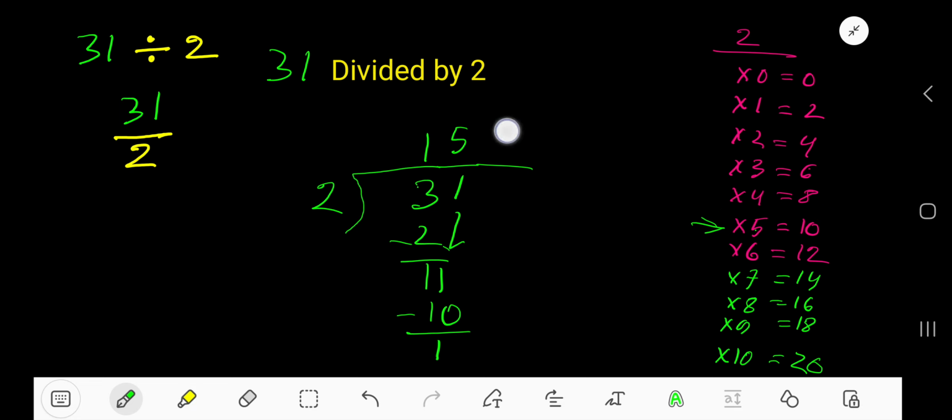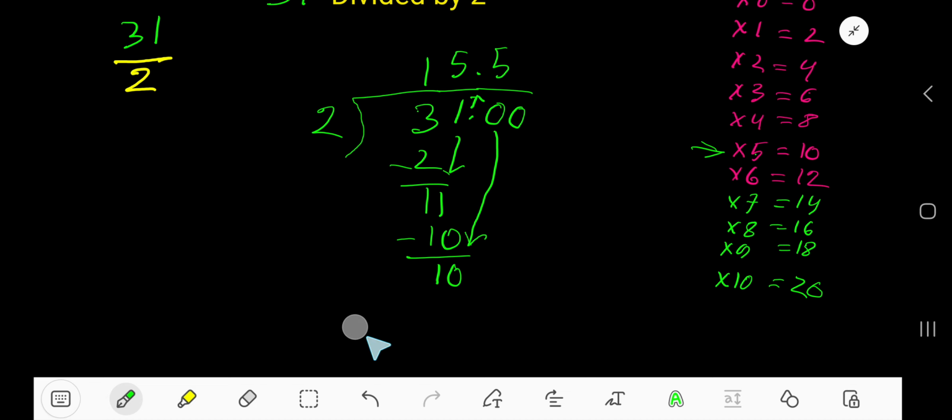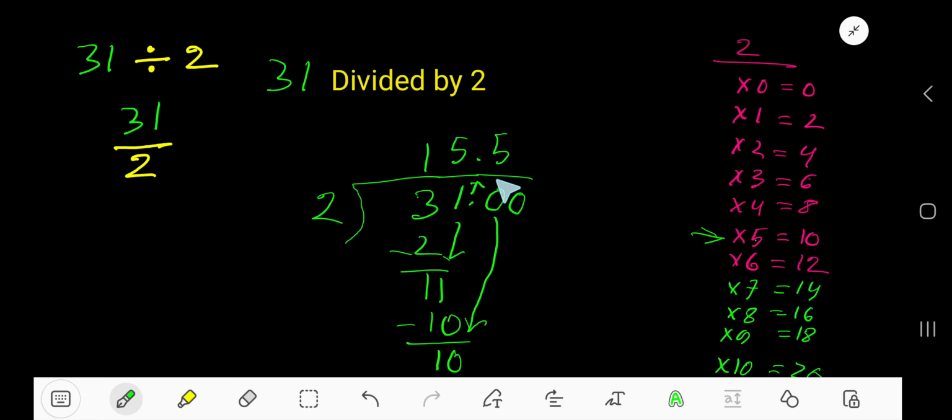Or if you want to write the answer in decimal, just put a decimal point here. Now you are allowed to take any number of zeros. Bring down the first zero. But before the zero there is a decimal. The decimal must come to the quotient directly. So 2 goes into 10 how many times? 5 times. Write 5. 5 times 2 is 10. Subtract, you are getting 0. So 15.5 is your answer.